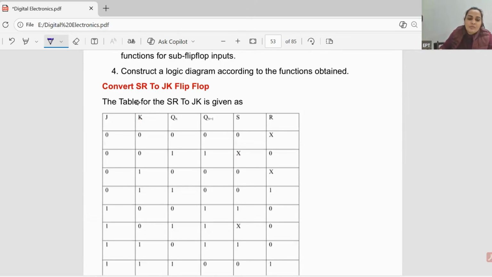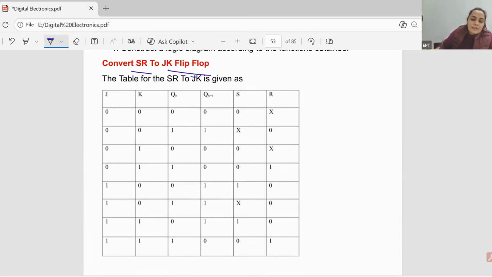Okay, we are converting SR to JK, right? So for JK, I will write down the characteristics table for the JK flip-flop, right? Then Qn plus, then I will write down the excitation table for the SR.